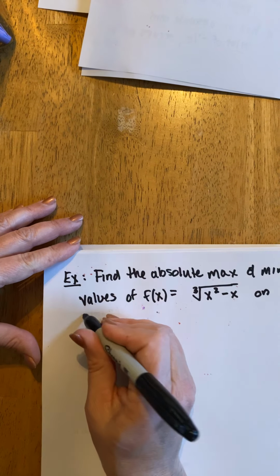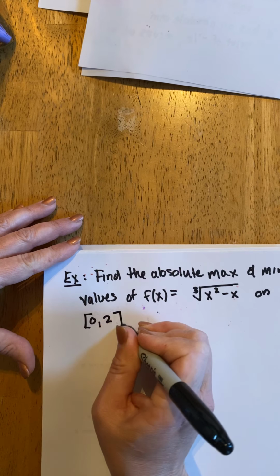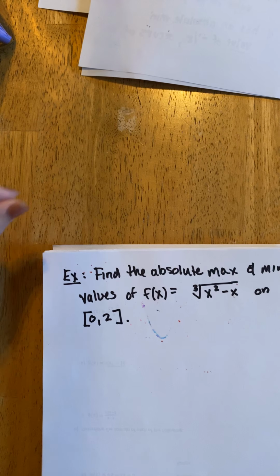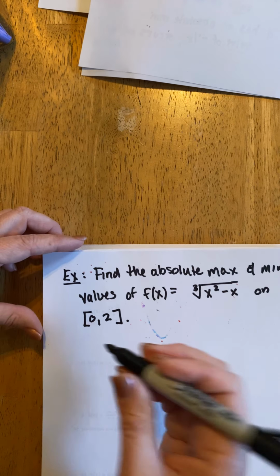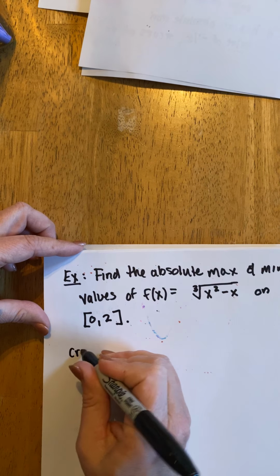Let's do 0 to 2. All right, so not as straightforward. We can graph this and see that it has kind of a funky shape. So first thing we do is find the critical numbers.